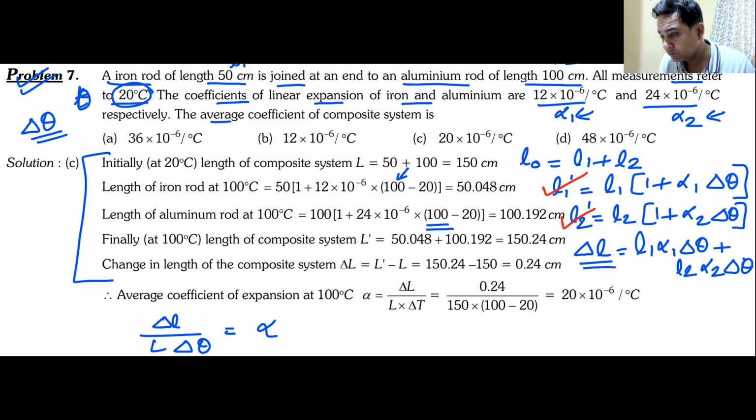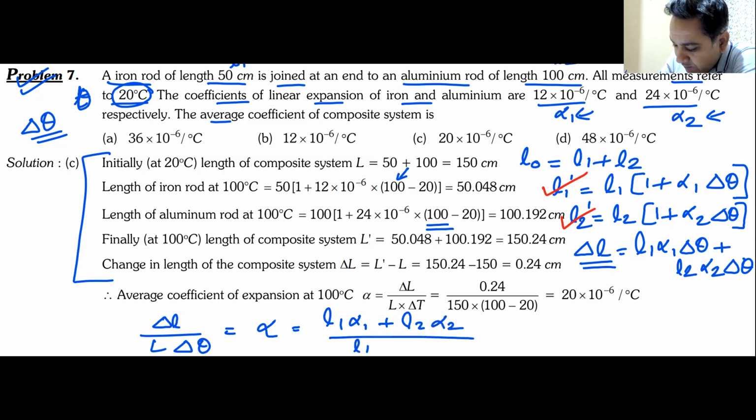20 into 10 to the power minus 6. No, that is not the answer that I was looking for. The answer that I was looking for is L1 alpha 1 plus L2 alpha 2 divided by L1 plus L2. That would be the final answer that you get. Is it clear? Without doing all these complex calculations, this is what you will end up with.